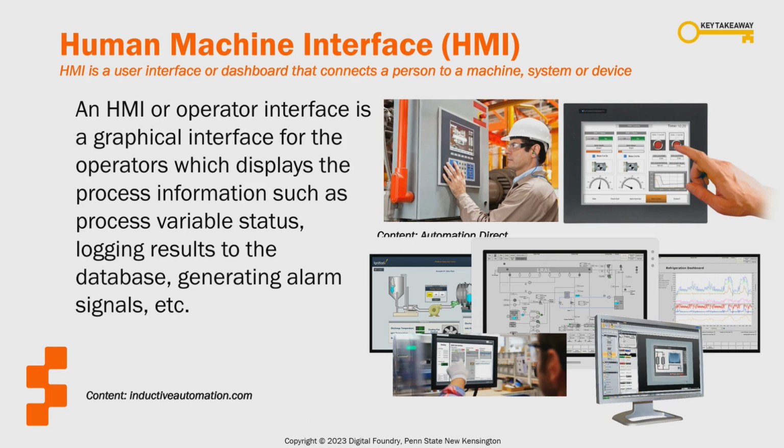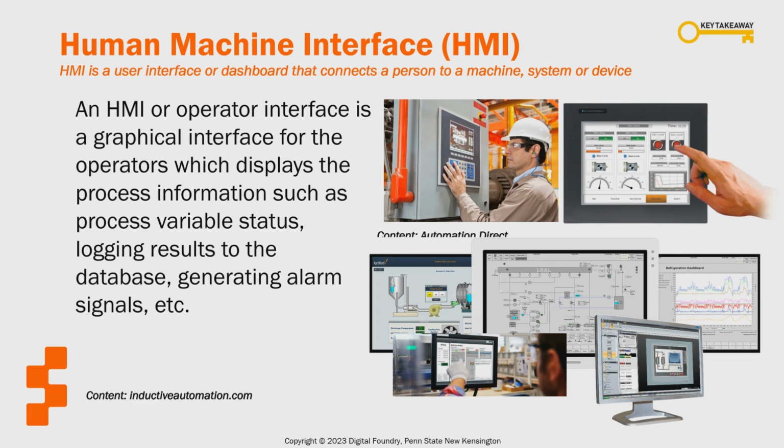Human-machine interface, or operator interface, is a graphical user interface for the operators, which displays process information such as process variable status, logs results to the database, generates alarm signals, and may provide simple trending. Just like you would interact with your air conditioning system to check and control the temperature in your house, a plant floor operator might use an HMI to check and control the temperature of an industrial water tank, or to see if a certain pump in the facility is currently running.